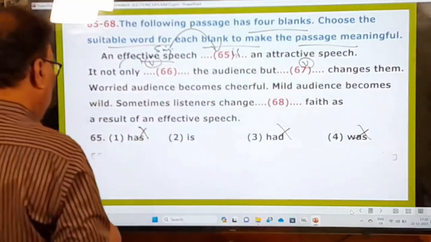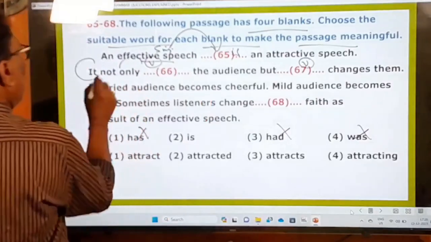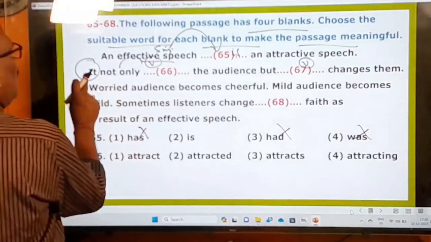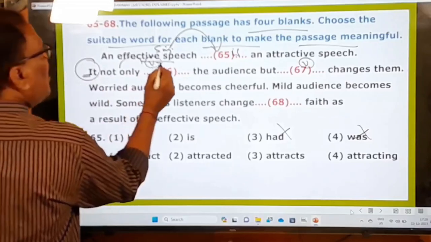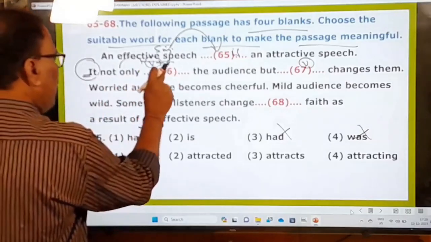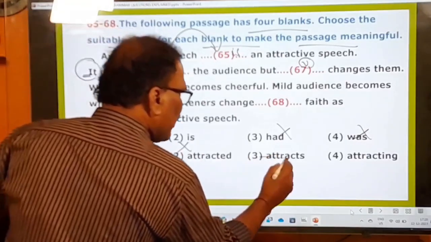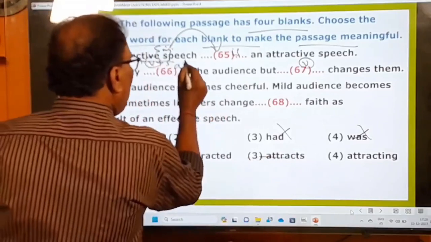What is the option given here? It will not only attract, it is there. It means third person singular. After this, the verb must have s. Attract is not correct, attracted is not correct. Attract plus s is attracts. So this attracts must be used.